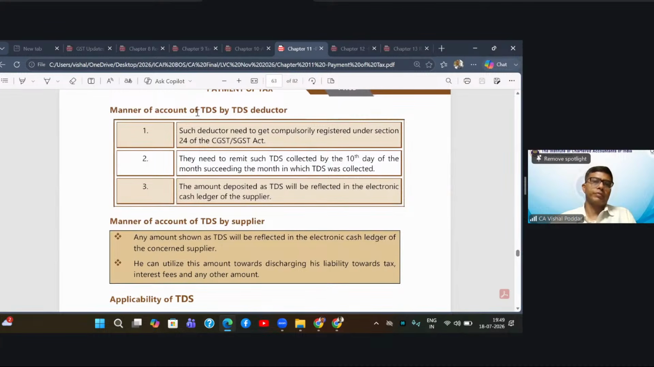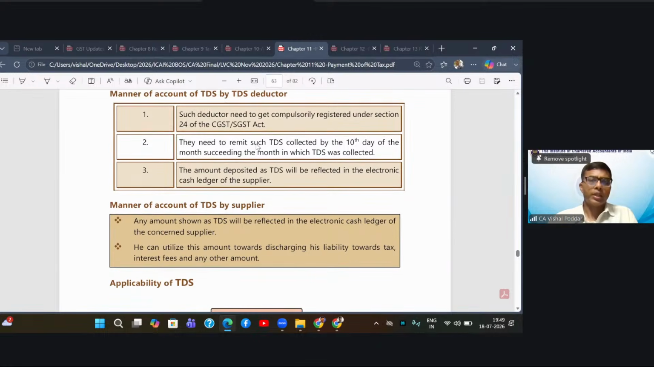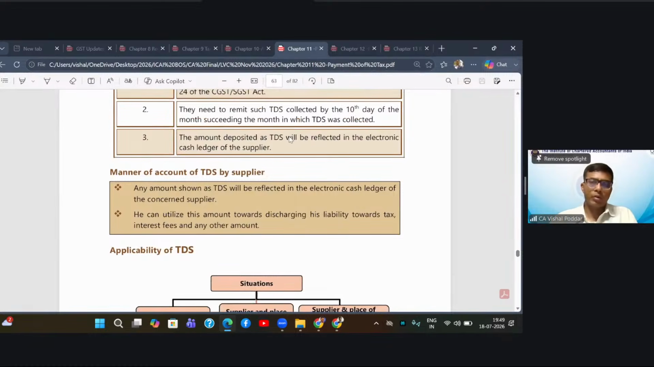Manner of TDS by the deductor. The deductor has to first take registration. Here the deductor means the government. They need to remit such TDS collected by the 10th of the next month, and the amount of TDS which they have deposited will reflect in my cash ledger, which I have to accept. The moment I accept it, it gets added to my cash ledger.